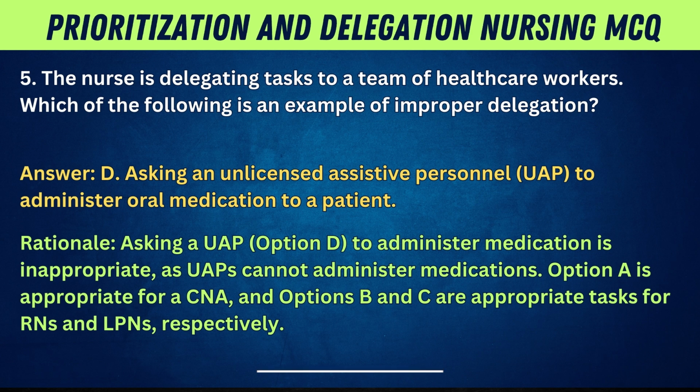Rationale: asking a UAP, option D, to administer medication is inappropriate, as UAPs cannot administer medications. Option A is appropriate for a CNA, and options B and C are appropriate tasks for RNs and LPNs, respectively.